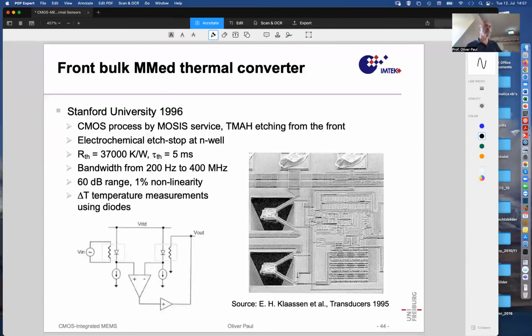So the diode measuring principle, this PTAT measuring principle, was also at operation here, so to speak, in a feedback loop that regulates the heating power on both sides to the same level.